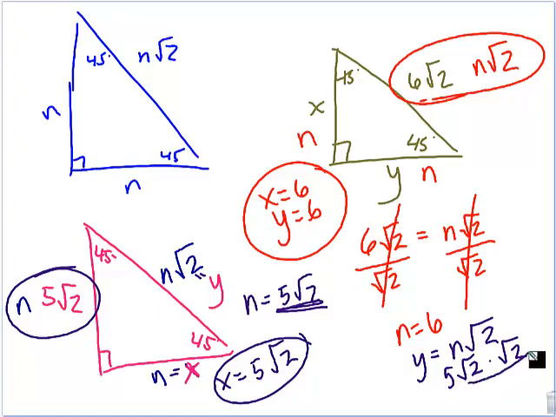What do we get when we times square root of 2 times square root of 2 together? 2. So this is now 5 times 2. What's 5 times 2? 10. So y is 10. Why did this seem harder last year?